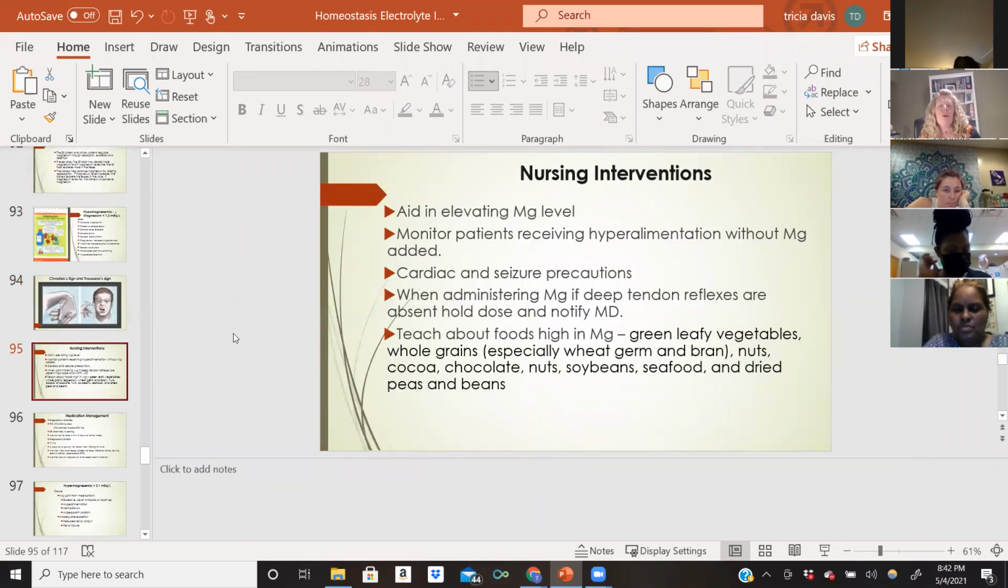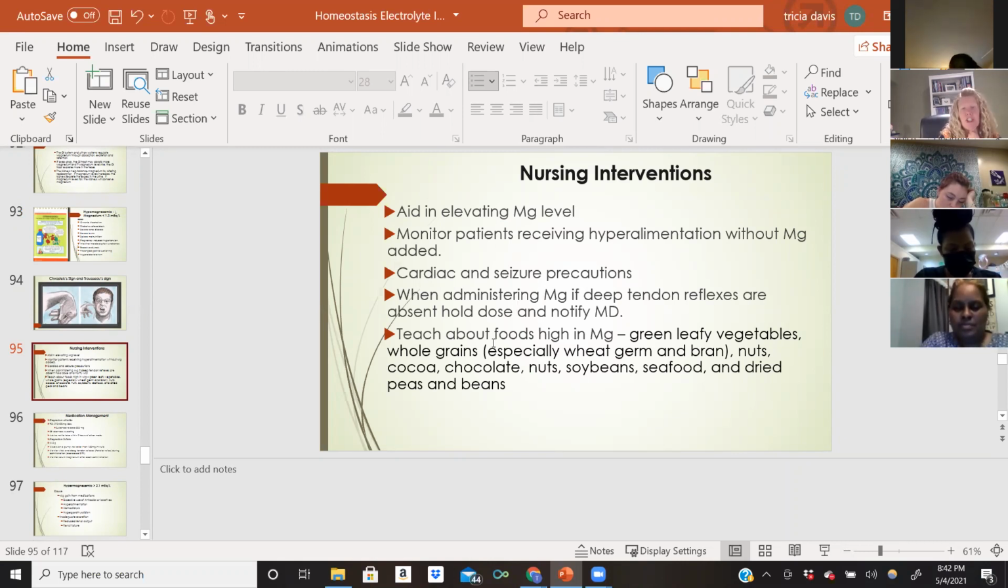Nursing interventions. We want to aid in helping to bring up the magnesium levels. So we want to monitor patients receiving hyperalimentation without magnesium added. We want to put our patients on cardiac and seizure precautions because we said it can cause arrhythmias. It's going to affect the heart. So we're going to have them on that telemetry monitor, those ECGs. When administering magnesium, if the deep tendon reflexes are absent, we're going to hold that dose and we are going to notify the doctor.